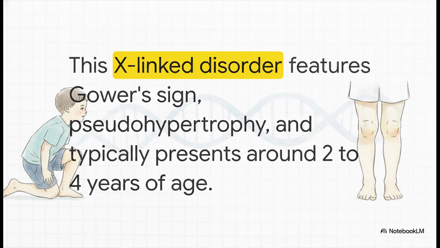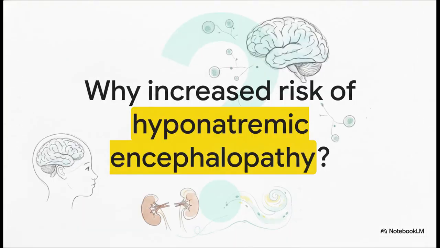It's an X-linked recessive disorder caused by a dystrophin mutation, usually showing up around 2 to 4 years of age. Tragically, it does lead to fatal respiratory or cardiac failure, but catching it early is key because glucocorticoids can actually delay the progression.